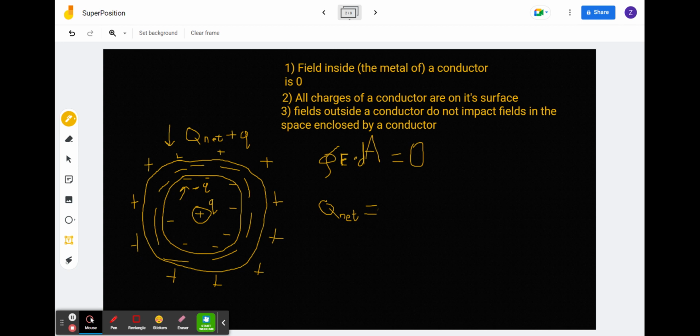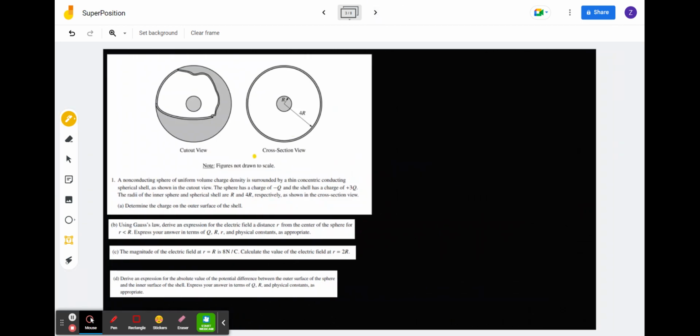Okay, I think let's start diving into some AP FRQs. So the first one. A non-conducting sphere of uniform volume charge density is surrounded by a thin concentric conducting spherical shell shown in the cutout view. The sphere has a charge of negative Q, and the shell has a charge of plus 3Q. The radii of the inner sphere and the spherical shell are R and 4R respectively. Question A. Determine the charge on the outer surface of the shell.